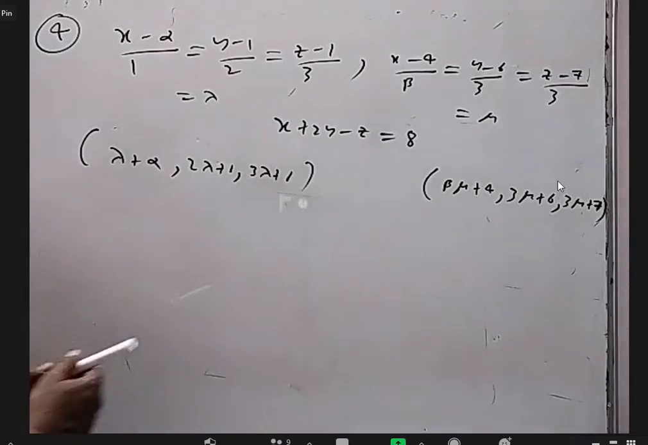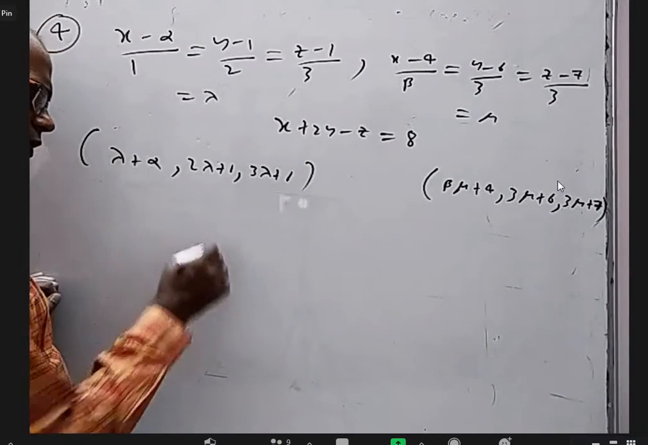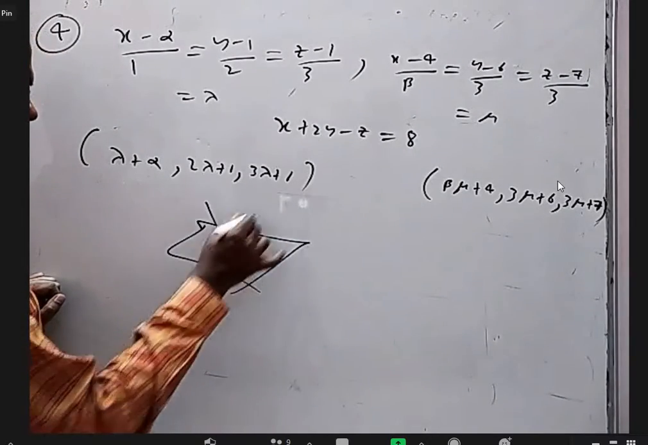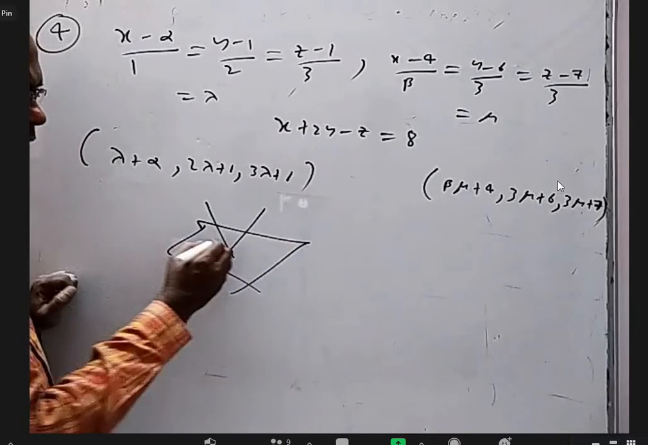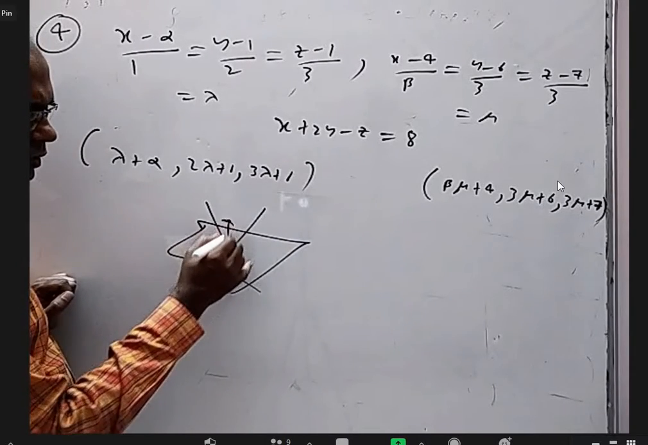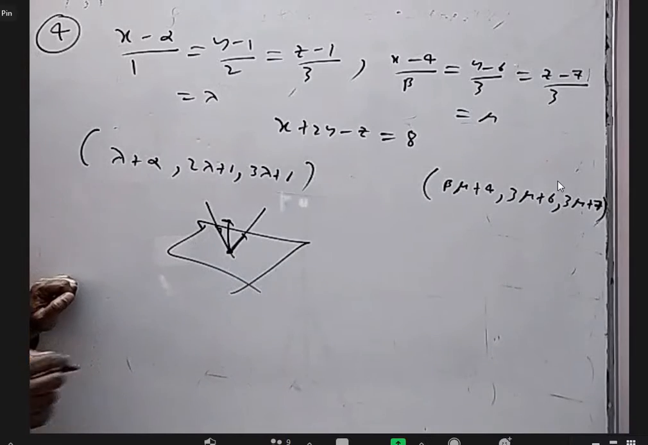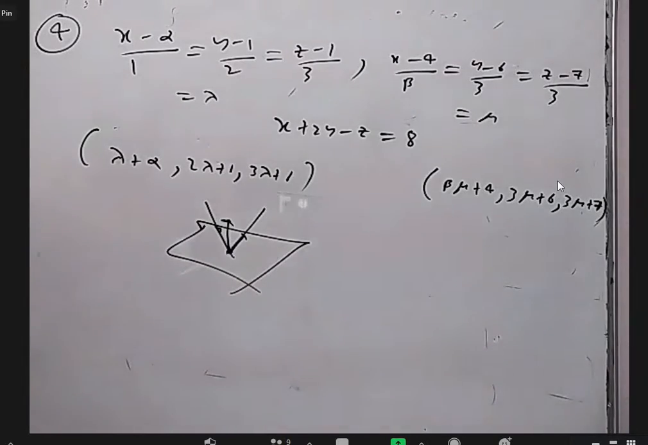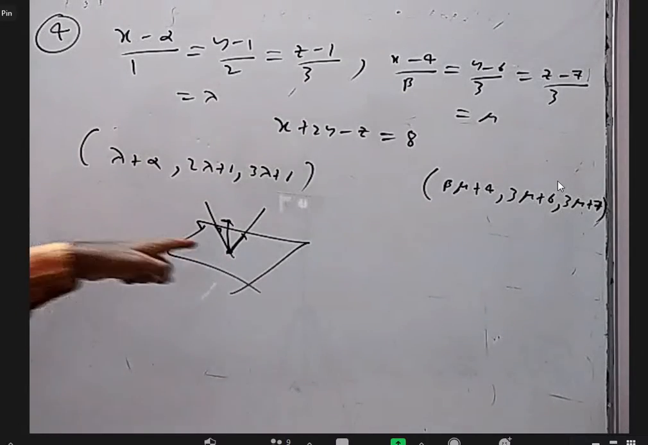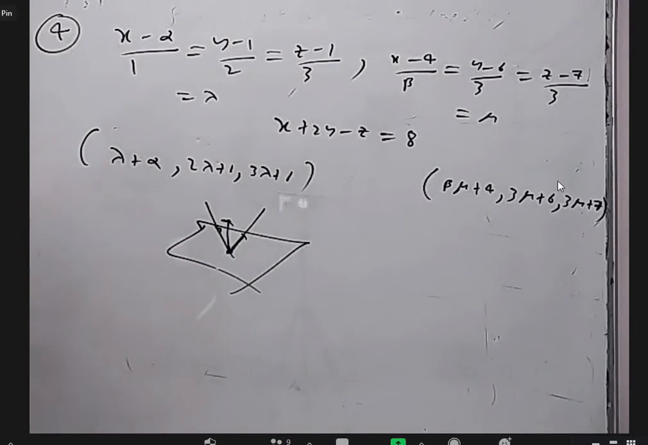I'm thinking one more thing. If a plane is there, and two lines are intersecting like this, should the normal of this plane and these lines be coplanar? Need not be. This can be here, this can be like this also. That is also not important.